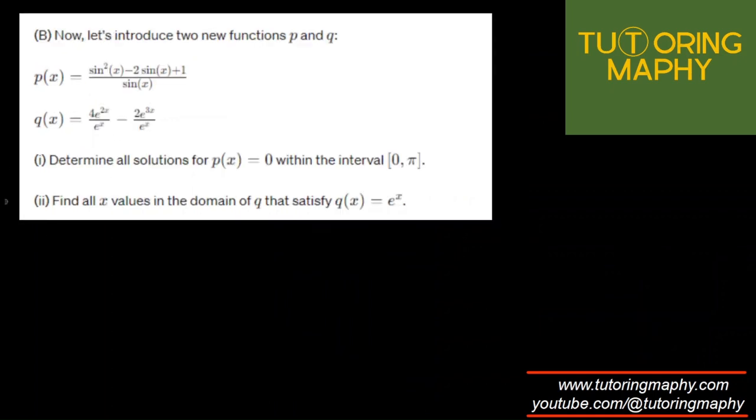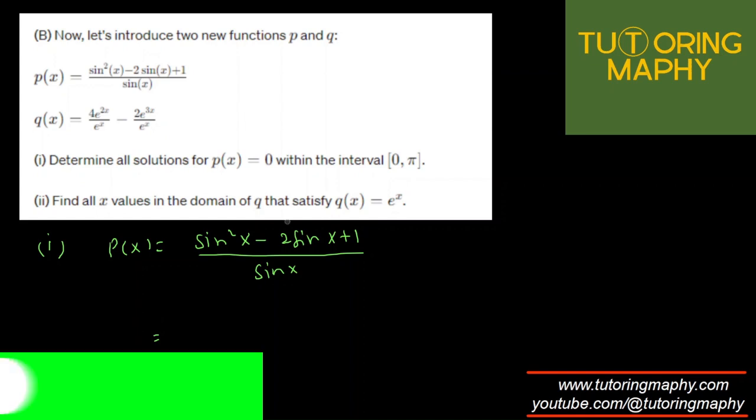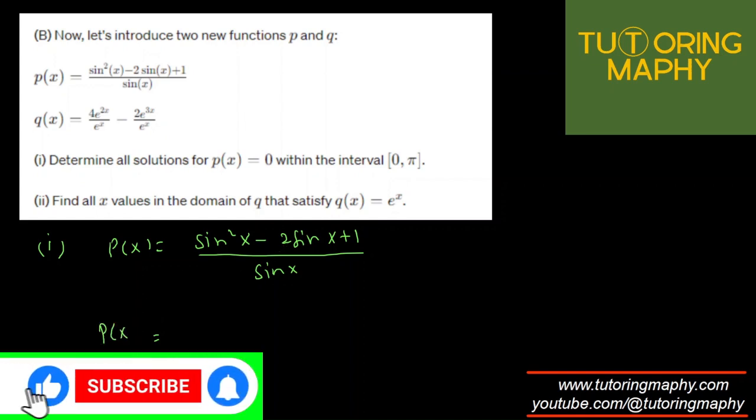Let's move ahead. Now there are two functions p and q. Determine all the solutions of p equal to 0 within the interval of 0 to pi. All right, let's do it. p(x) is equal to sine squared x minus 2 sine x plus 1 over sine x. Without even moving further, I already see a simplification. I'm not sure if you are able to see this.